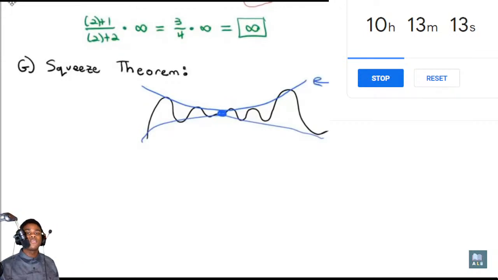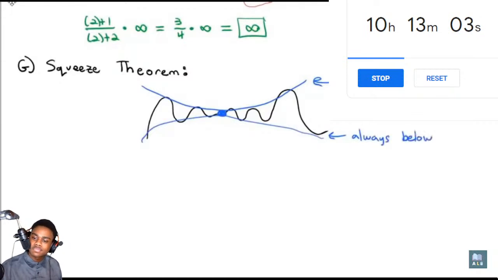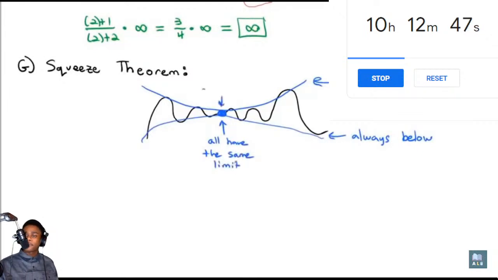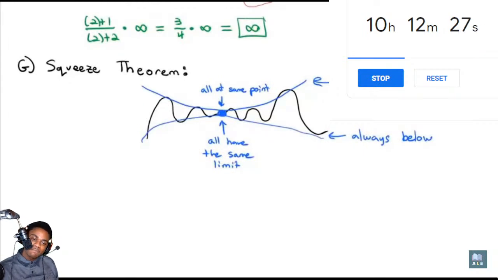So we've got one that's always above, one that's always below, but they all meet together in the same point. At that same point, they will all have the same limit if they all meet at the same point. My picture doesn't show them meeting at the same point really well, but the idea is the top one, the bottom one, and the middle function all converge together at that same point in the center. And they all have the same exact limit.